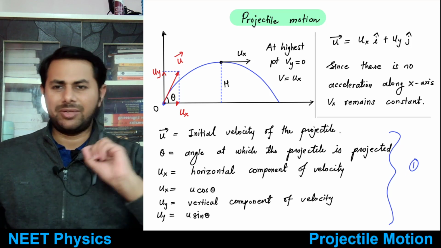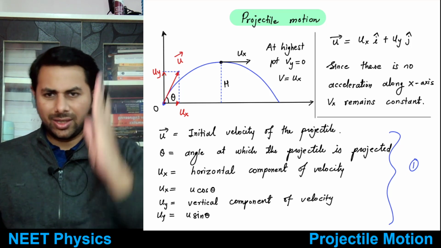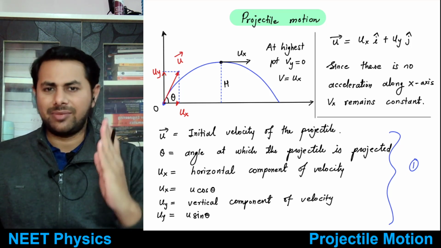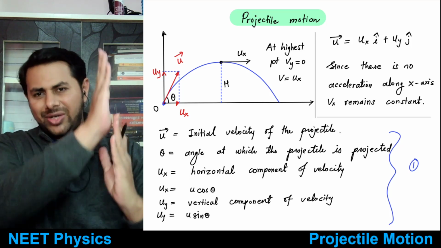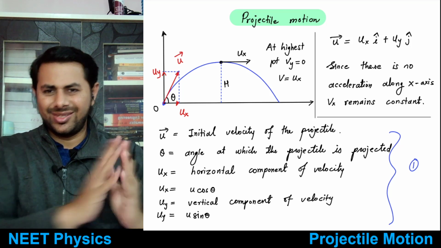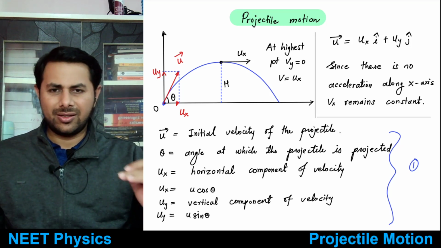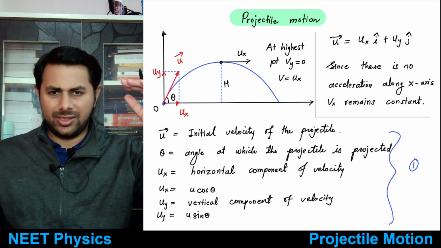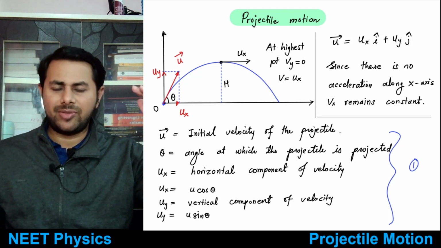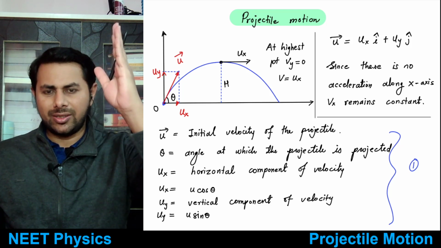See, if you throw something in space and it has some velocity in the vertical direction, then it will keep on moving in the vertical direction, right? That means that is not the maximum height. If the vertical component of velocity is not 0, then that's not the maximum height. Then it will keep on moving further.